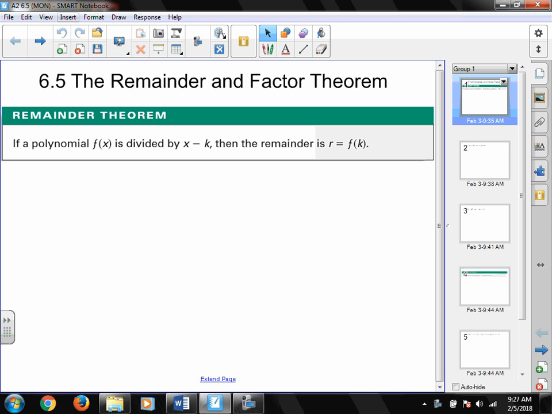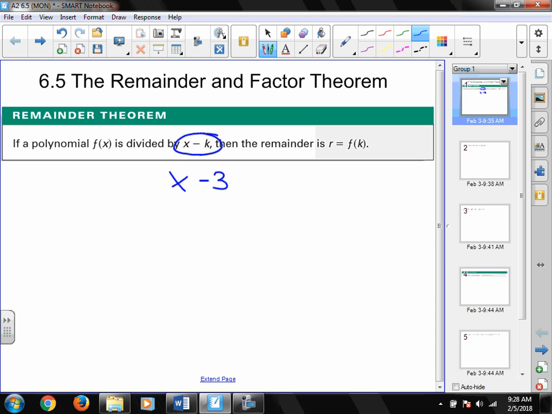The remainder theorem says if a polynomial is divided by x minus k, then the remainder is that polynomial evaluated at k. The key to this whole thing is that it has the form x minus some number k. The k will be filled with some number. So you may see like x minus 3, whereas 3 would be that k value.